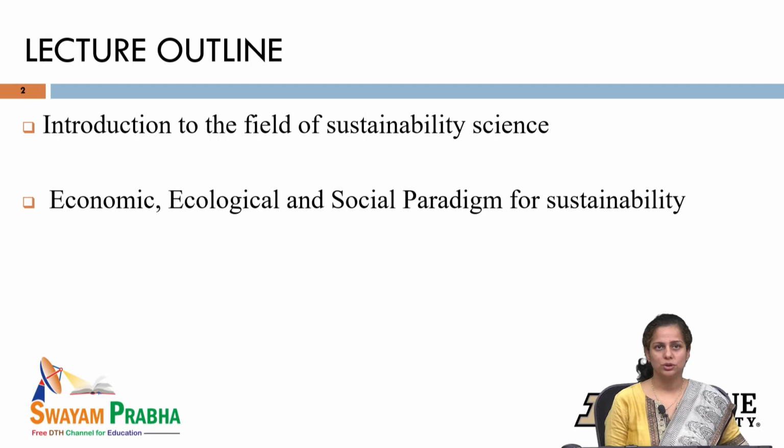Next, we will go to the different paradigms for sustainability. So when we think about sustainability, there are three different pillars that we think about. One is the economic, then ecological and social. So we will talk about the evolution of three different paradigms that are used in sustainability science.